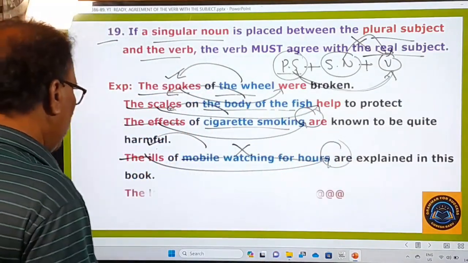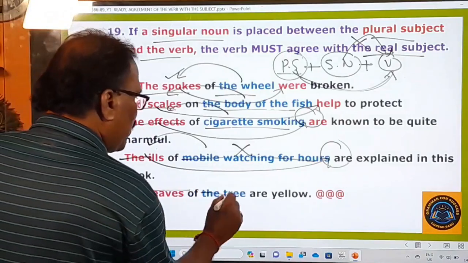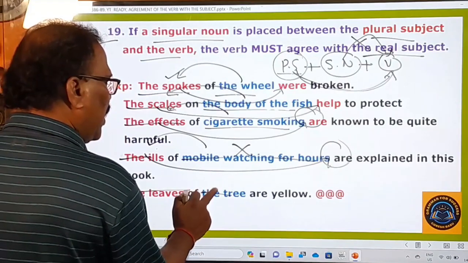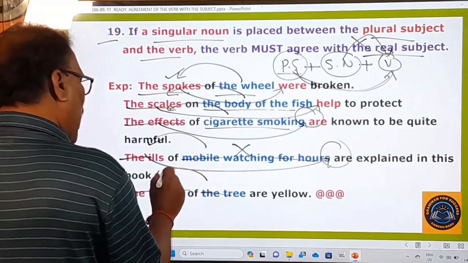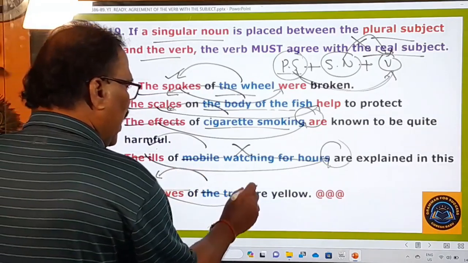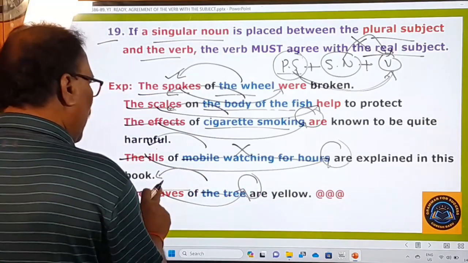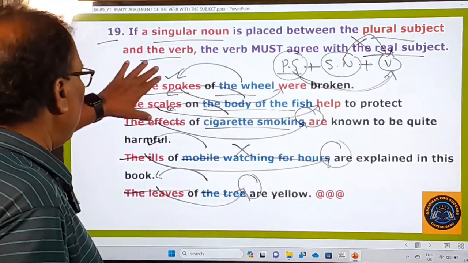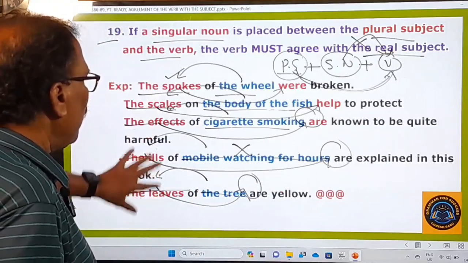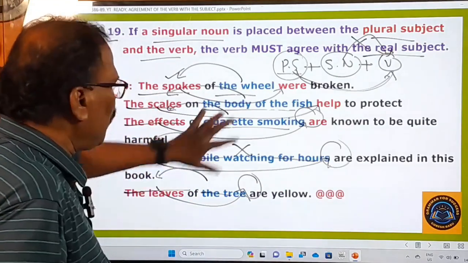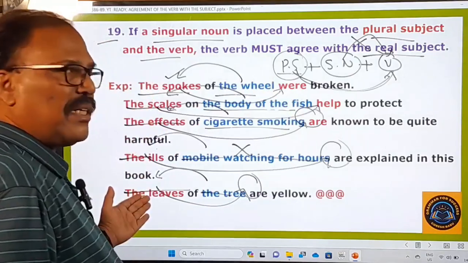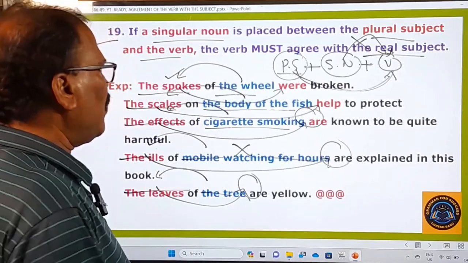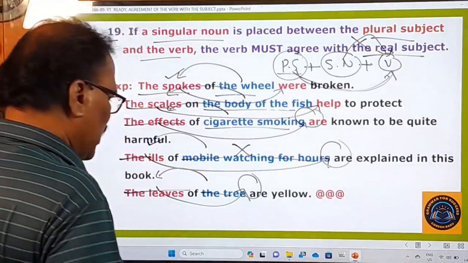Okay, and one more example, it seems I have given you here. The leaves of the tree. Tree is a singular subject. We are not talking about the tree, but we are talking about its leaves. And what are the leaves? Leaves is a plural word, and therefore we are using a plural verb after that. The leaves of the tree are yellow. So in this way, when there is a plural subject here, you have to use the verb according to the plural subject only. When there is a singular subject at the beginning of the sentence, you must use only a singular verb after that. So this is what you have learnt in these two slides, in these two rules.